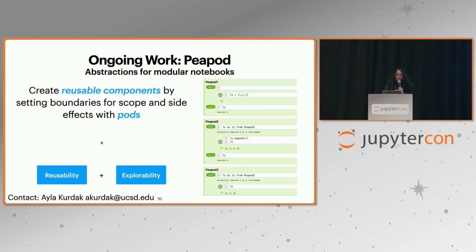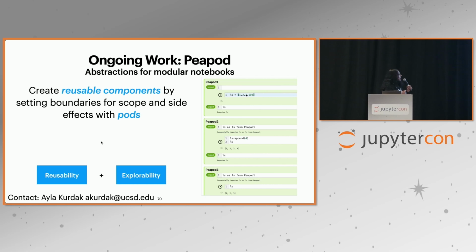So the first design is Peapod. In Peapod, we're developing mechanisms of gradual notebook structure in order to promote organization, clarity, and reusability through modular design without inhibiting free-form expression. So the idea is to create reusable components by setting boundaries for scopes and side effects using these pods. And you can kind of see an example of using these pods.